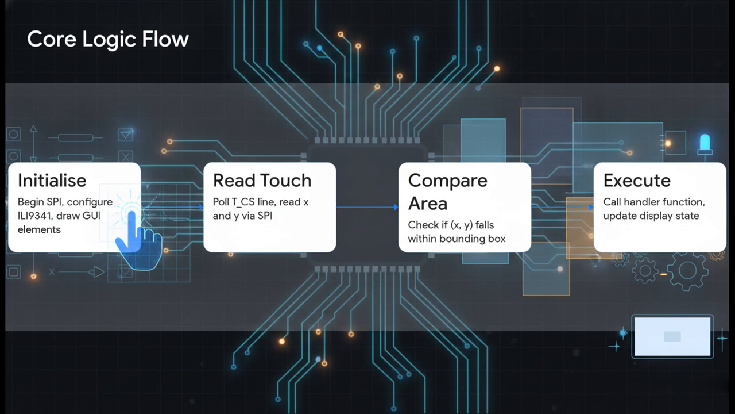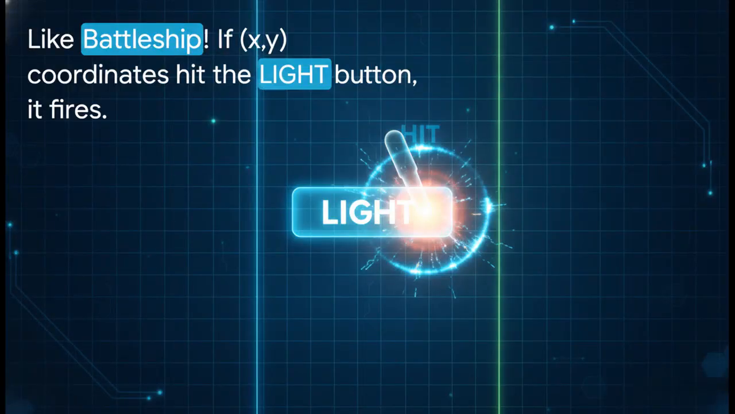First, we wake up the display and draw our buttons. Then the ESP32 essentially just sits there and waits. The exact moment you touch the screen, it grabs the precise X and Y coordinates of your finger. It then basically asks, hey, does this coordinate match any of the buttons I drew? And if it does, it fires off the action and redraws the screen to show the new state. Actually, think of this coordinate mapping exactly like a game of Battleship.